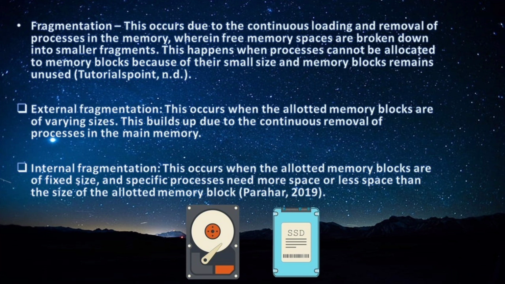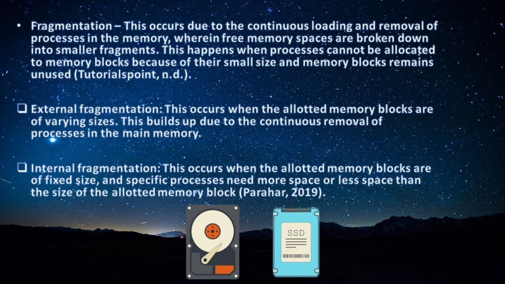Fifth bullet, fragmentation. This occurs due to the continuous loading and removal of processes in the memory, wherein free memory space are broken down into smaller fragments. This happens when processes cannot be allocated to memory blocks because of their small size and memory blocks remains unused.